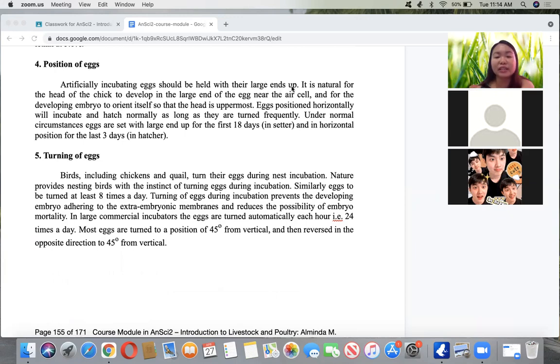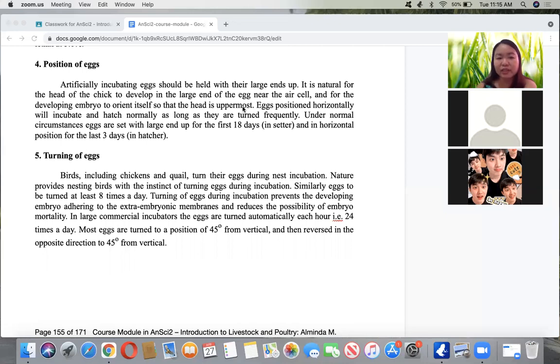So the large end should be up, no, and it is natural for the head of the chick to develop in the large end of the egg near the air cell. So nakita niyo sa last video, doon siya magbe-break ng shell, so it should be on the upside. And for the developing embryo to orient itself so that the head is uppermost.